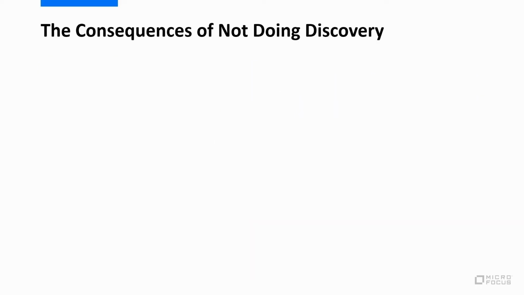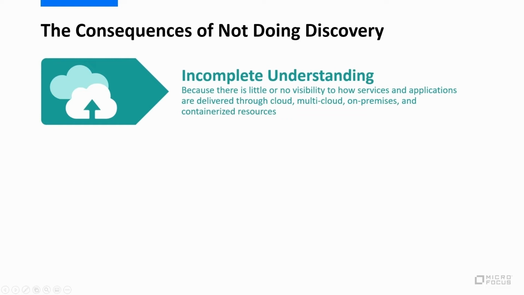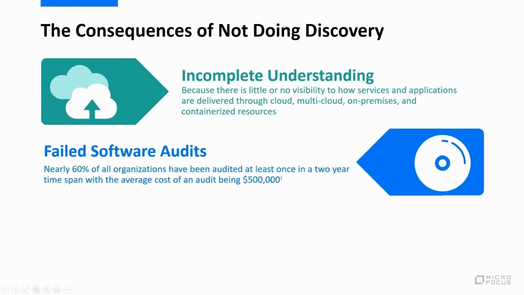So what are the consequences of not doing discovery? The first one is an incomplete understanding of the software being used in your enterprise. If you're not discovering all of the cloud environments where virtual machines are running, you don't know what software is in use there, and that can cause problems. The biggest problem it will cause is failing a software audit. Our research indicates that about 60% of organizations will be audited at least once every 2 years, and those audit problems result in significant penalties, especially when you have an incomplete view of what software is being used in your enterprise.